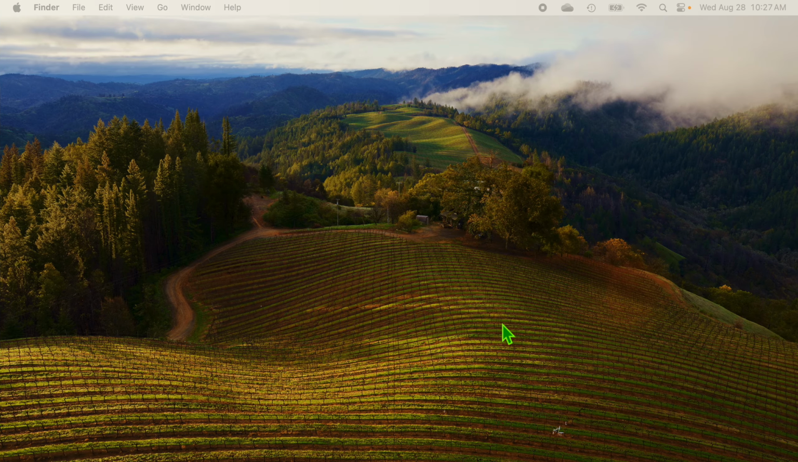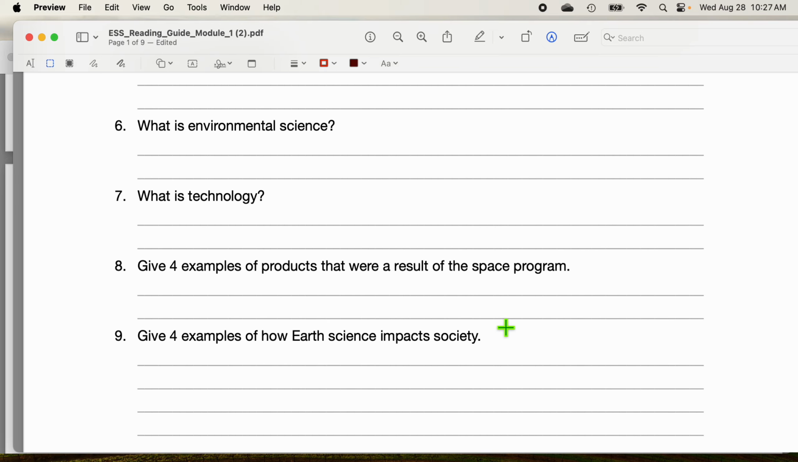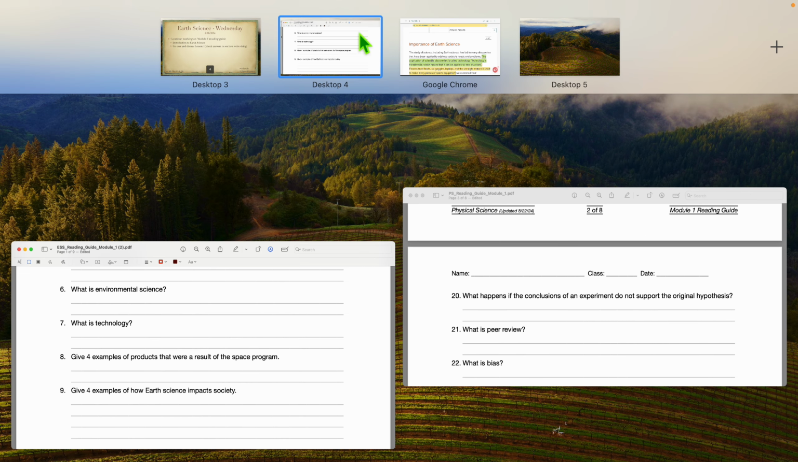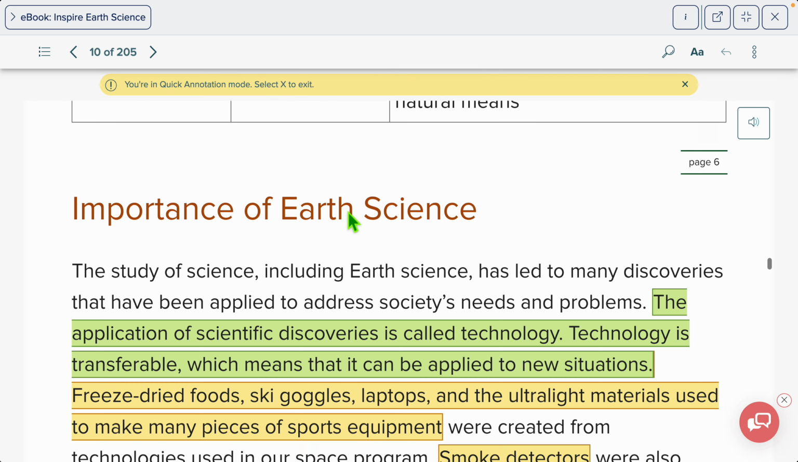All right, so importance of earth science. I want to fix this because I have this in the wrong order. There we go. Okay, so importance of earth science.